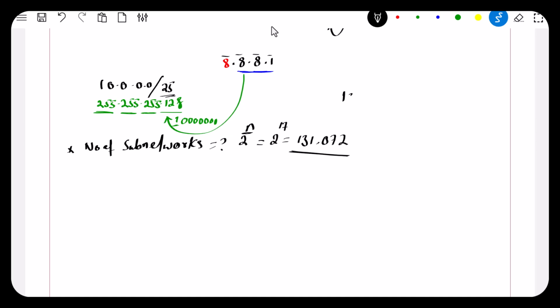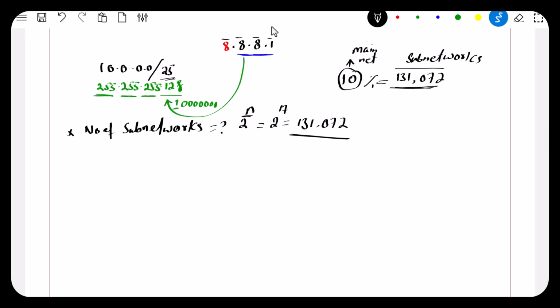It means that this 10, which was the main network, is now divided into how many subnetworks? Okay, this was the main network and these are subnetworks. Okay, how? Maybe you guys are thinking how this many subnetworks. Don't worry, we will do the calculation of this. Next, let's find out the number of hosts per subnetwork.